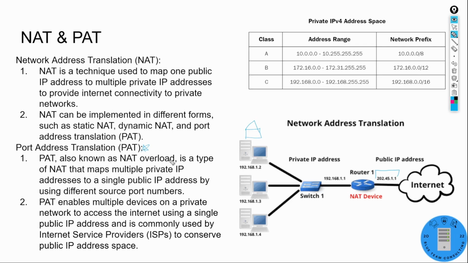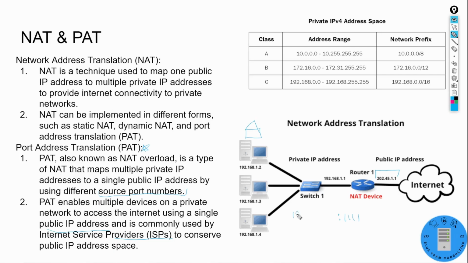Now, what we're really using, and if you go on to CCNA or Network Plus, you'll cover PAT, which is port address translation, and it's mapping multiple private IP addresses to a single public IP address, so still the same concept, but it's using different source port numbers. So it enables multiple devices on a private network to access the internet using a single public IP address, commonly used by all of our internet service providers to conserve public IP address spaces. So instead of keeping track at only the IP layer, it will keep track at the port.